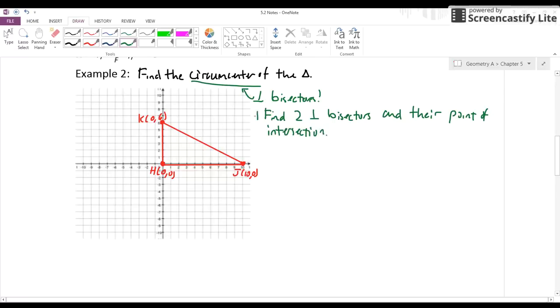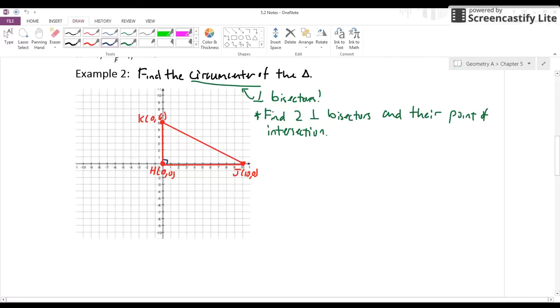And that's how we're going to find the circumcenter. So what's really great about this triangle is that it's a right triangle. And remember, it's a right triangle because it's right here at the origin, and we've got a leg on the x-axis and a leg on the y-axis. And this makes finding a perpendicular bisector super easy, because if we've got a horizontal line, I can cut that in half, no problem, right?